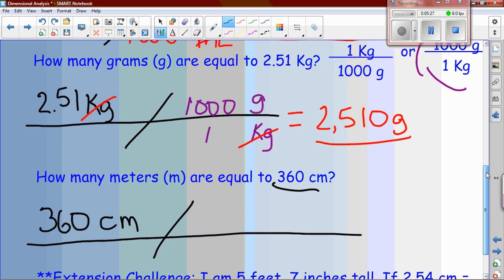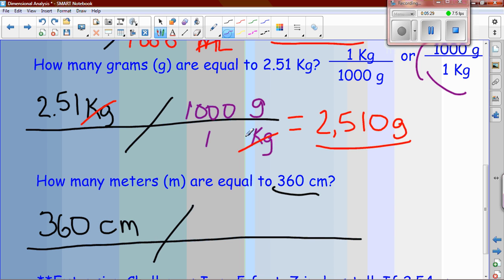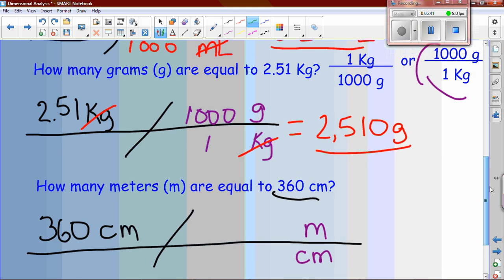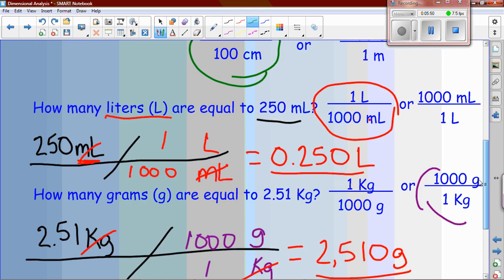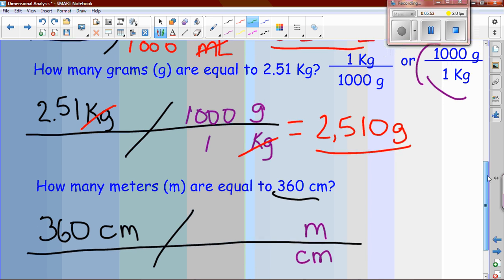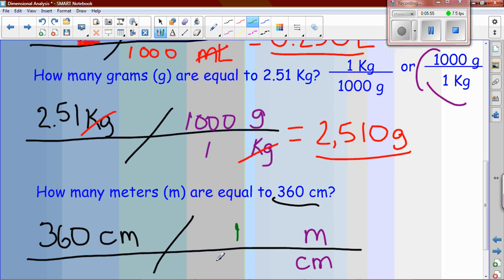And what are we going to put on the bottom? We're going to put, yep, centimeters on the bottom. We want to get into meters, so we're going to put meters on the top. What's our conversion? You remember it? In case you need it, we've got 1 meter for every 100 centimeters. We're trying to go into meters, so meters would be on top. Okay, that's 1 meter for every 100 centimeters. This is going to allow for centimeters to cancel.